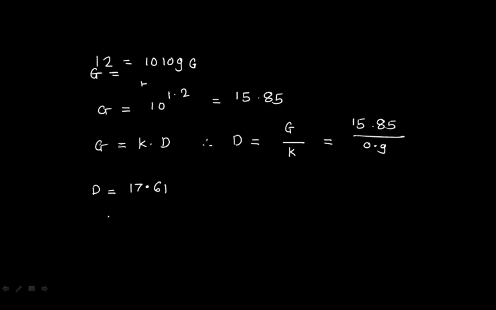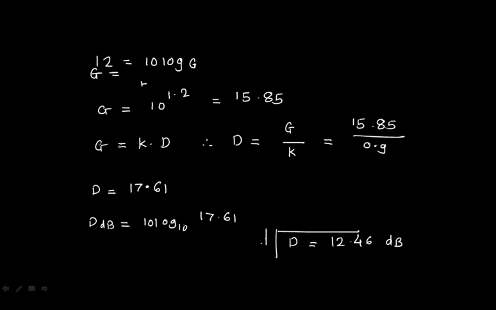You have got it as a normal value. So D in dBs will be 10 log to the base 10 of 17.61. Therefore I can write D in dBs is nothing but 12.46 dB. Okay. So this is how, if things are given in dBs, you need to make them normal and then you can solve the problem. So this is the second problem based on this. Let us solve the last problem based on this gain and directivity relation.